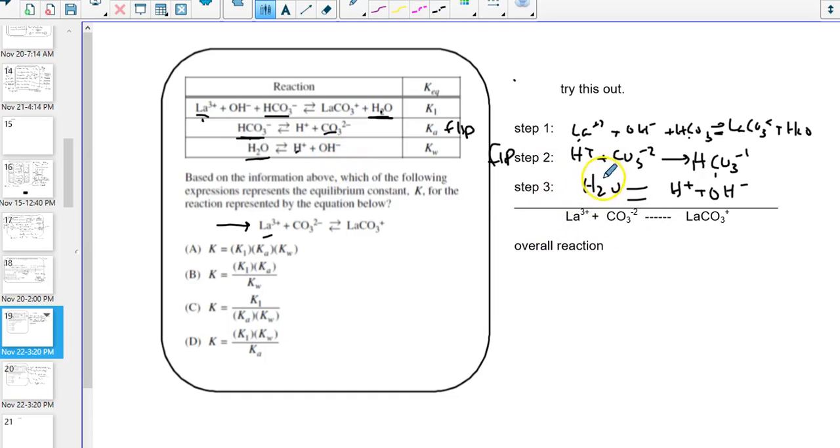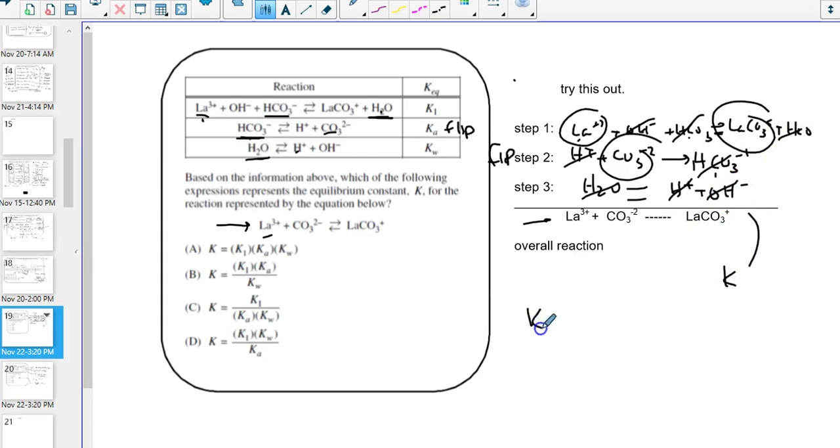You should note that when you cancel things out here, you're going to get this. All right? The water cancels. This one cancels. The hydroxide cancels. The H+ cancels. And what do I got left? One of these plus one of these yields one of these. And that's my reaction. So now, all of these reactions will add up to the K value. So it's going to be K1 times my Ka, the second one, which is 1 over Ka times Kw. When I multiply those together, I get K1 times Kw divided by Ka.